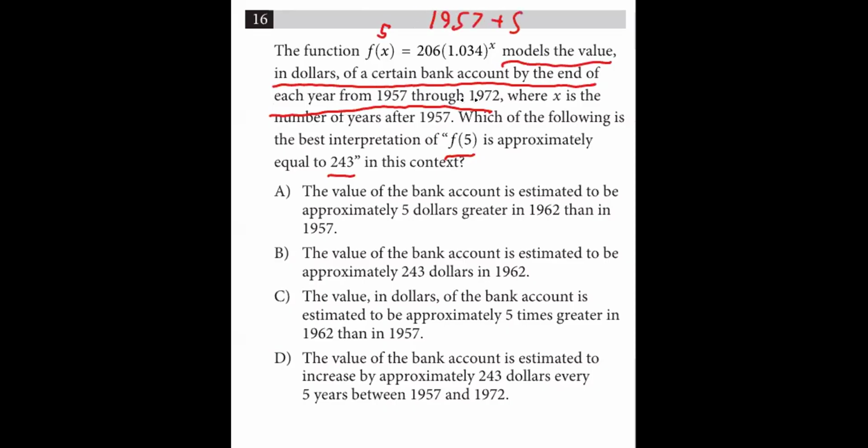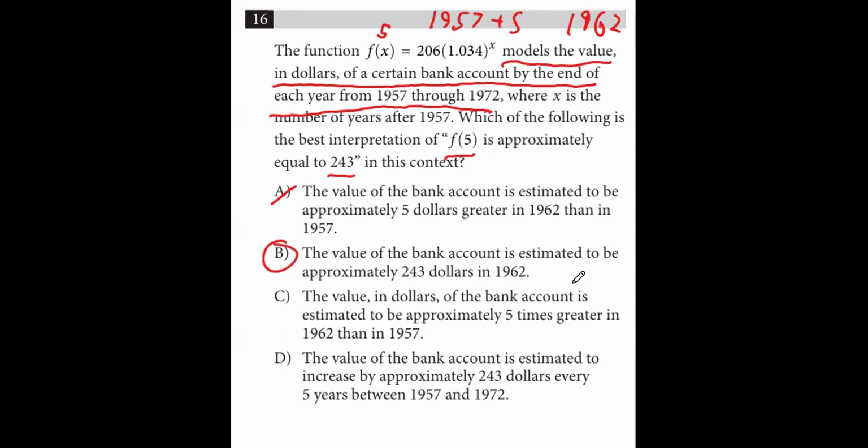1957 plus 5 gets us 1962. So in the year 1962, we have $243 in the bank account. So answer choice A says $5 greater than 1962. No. Answer choice B says the value of the bank account is approximately $243. Yes. So answer choice B.